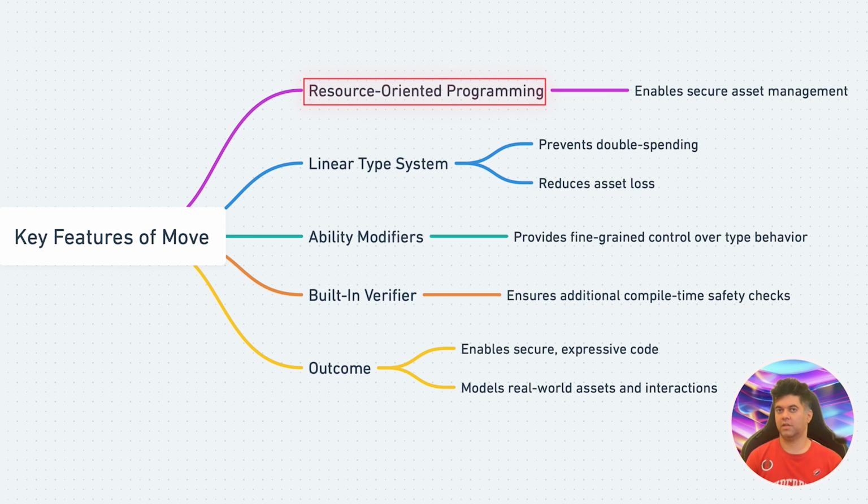To wrap up, let's recap the key features of Move we've covered. Resource-oriented programming for secure asset management, linear type system to prevent double spending and asset loss, ability modifiers for fine-grained control over type behavior, built-in verifier for additional compile time safety checks. These features make Move a powerful language for blockchain development, enabling you to write secure, expressive code that closely models real-world assets and interactions.